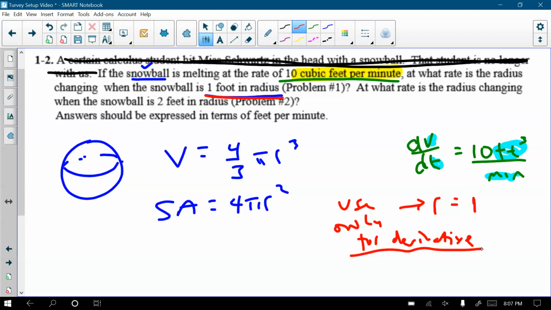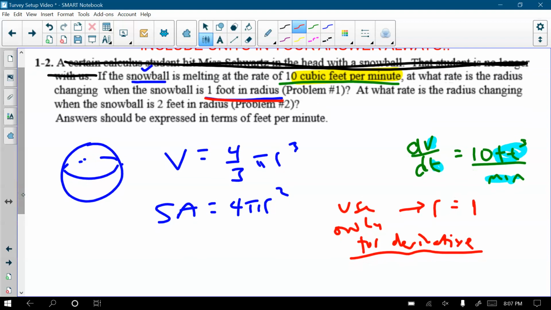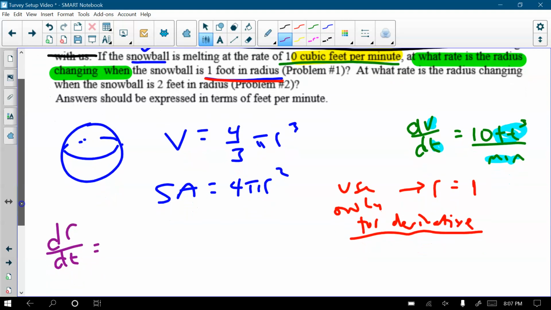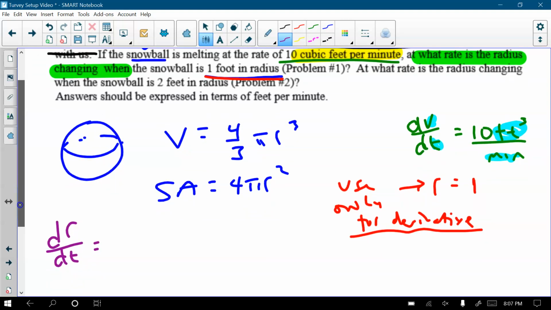So just to reread the question to see what the question is asking here, it says, at what rate is the radius changing? Freeze, that's dr/dt. So I want to know what the rate is that the radius is changing with respect to time.